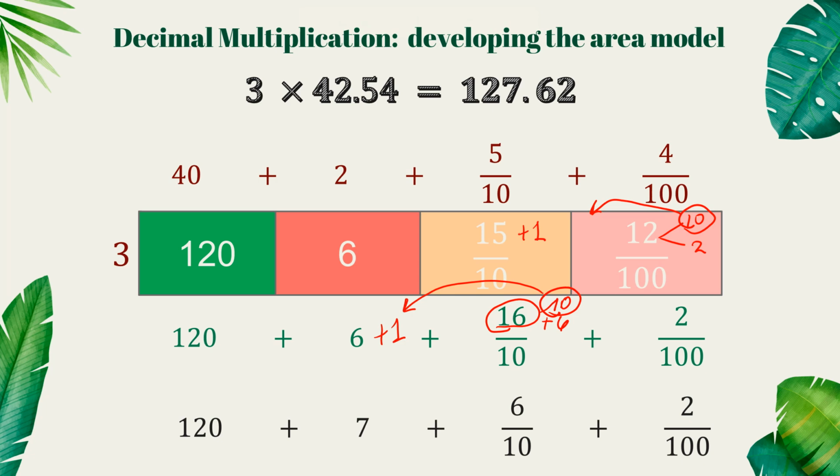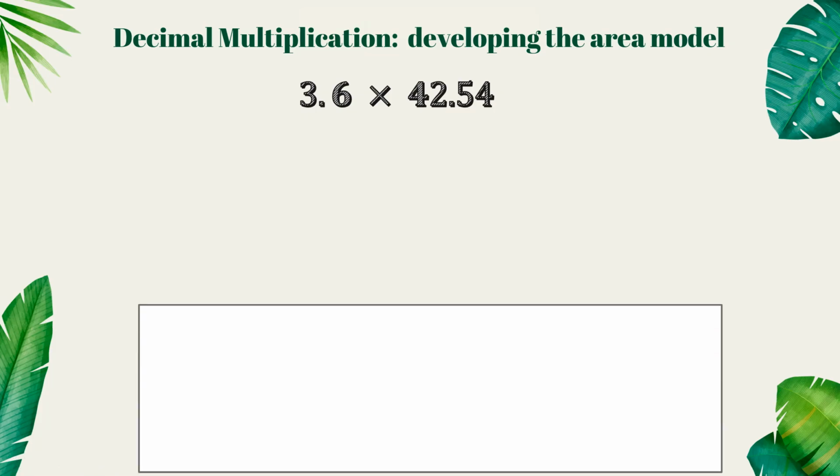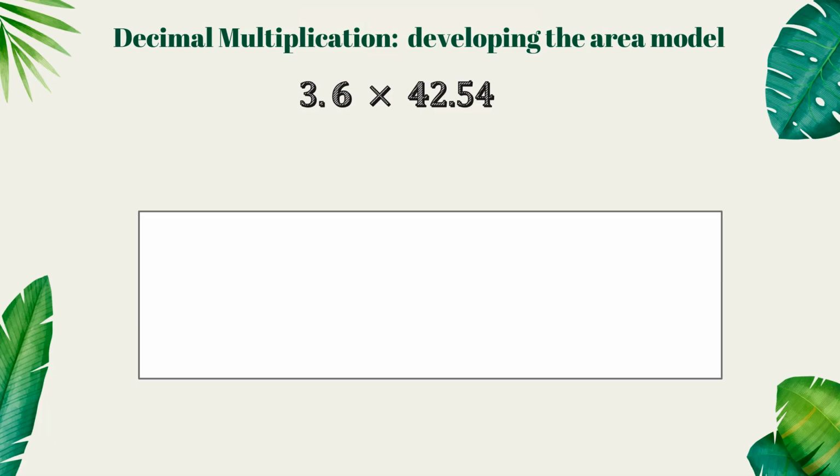You might be wondering, that's kind of easy because you're multiplying by a whole number. Or what if you are multiplying a decimal by a decimal? No problem. Area model still works, just a little bit more involved. On the height, I have 3.6, which means 3 ones and 6/10. On the length, I have 40 plus 2 plus 5/10 plus 400, just like before.